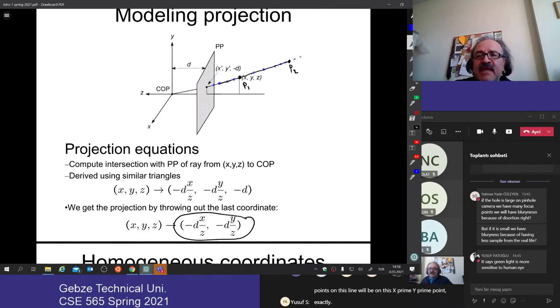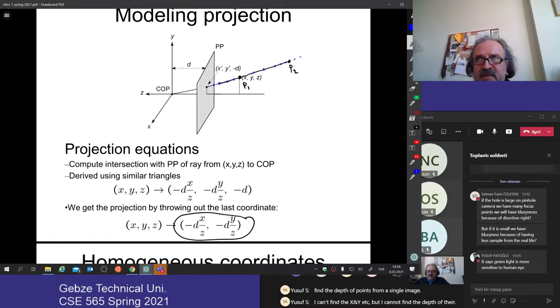So by taking pictures of the real world, we are actually losing lots of information. That's why it is very difficult to find the depth of points from a single image. I can find the x and y, but I cannot find the depth of the point from a single image. It is not that easy.